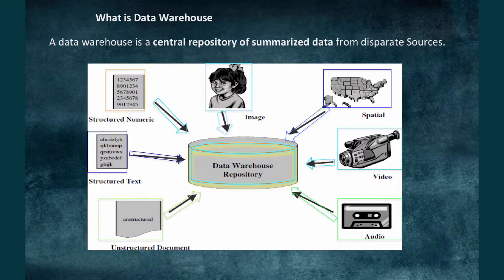Let me recap the concept. The central repository is where we store a wide variety of data from disparate sources, and it's called Data Warehouse Repository or Data Warehouse. And the process of loading the data from disparate sources into a data warehouse is called data warehousing.